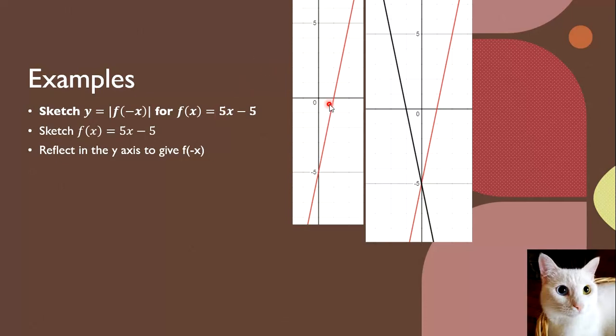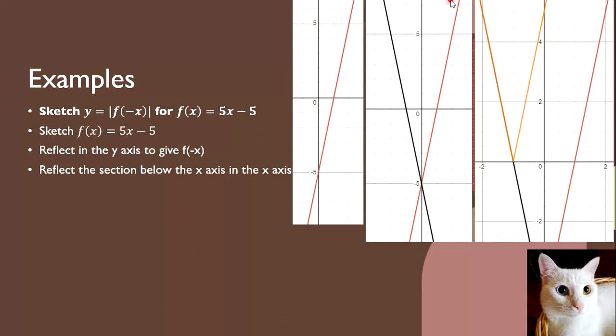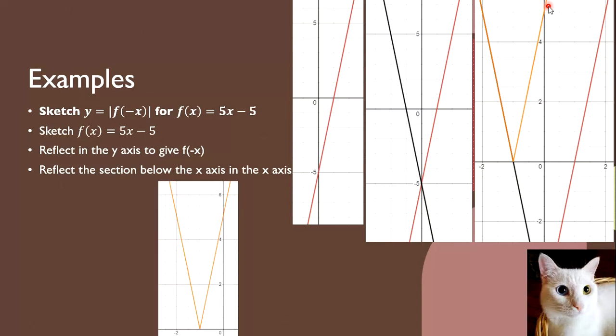This is what it looks like originally. This is the original one with the reflected one. And then now we're going to reflect the section below the x-axis in the x-axis because it's the modulus of the entire thing. So the bit below the x-axis on this black one is going to be reflected upwards to give this orange one. And that's what it looks like without the workings. So again, you could leave these here. You just have to make sure they're dotted and label them.